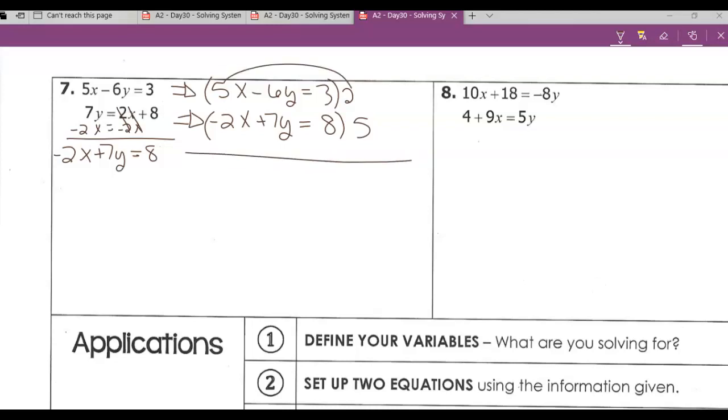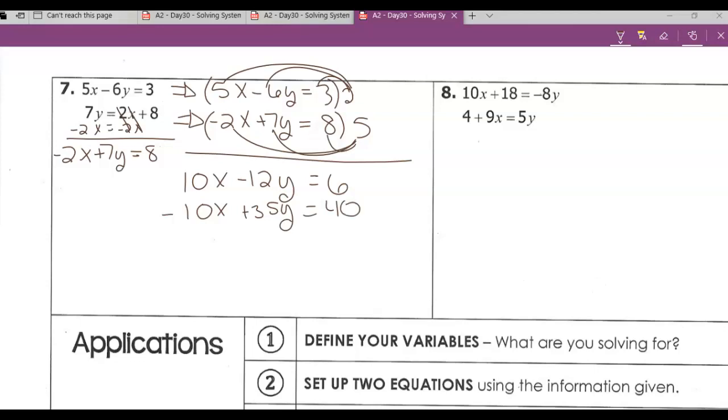5x times 2 is 10x. Negative 6y times 2 is negative 12y. 3 times 2 is 6. Now for my bottom equation, negative 2x times 5 is negative 10x. 7y times positive 5 is positive 35y. And 8 times 5 is positive 40.